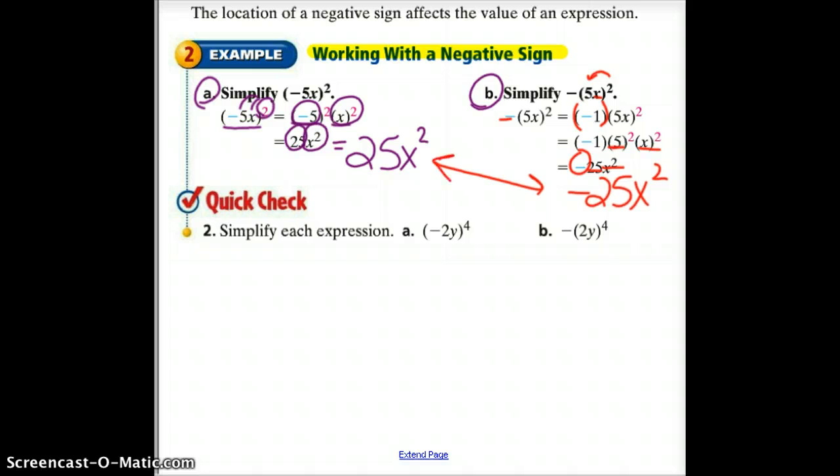One, in A, the negative was included. In B, it was on the outside.